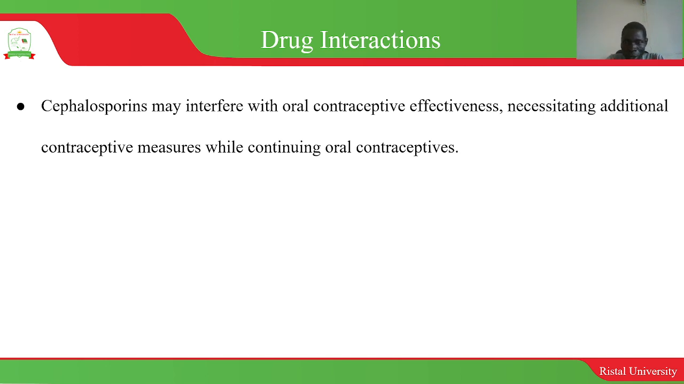Cephalosporins may interfere with oral contraceptive effectiveness, necessitating additional contraceptive measures while continuing oral contraceptives. So it's also important to take this precaution, otherwise it may cause ineffectiveness in the oral contraceptive action, and one might expect unwanted results. You might think the contraceptives are effective, but because you are taking them together with cephalosporins, there was an alteration and unintended conceptions might occur as well.